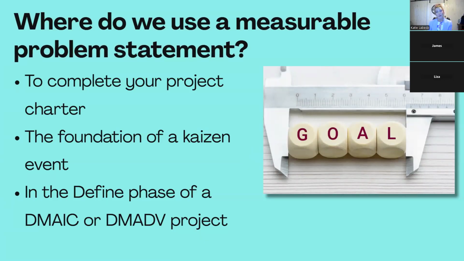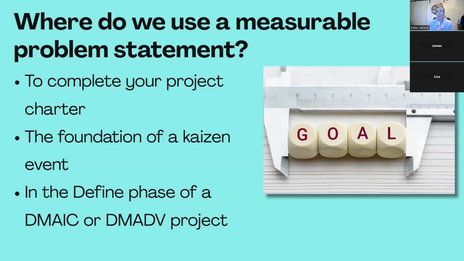So where do we use a measurable problem statement? I use a measurable problem statement to coach people to complete a project charter. If you are not utilizing a project charter for your Six Sigma projects, or for any of your other projects that maybe follow a methodology, or maybe you don't, I really suggest that you consider using a project charter. It is typically a one-page advertisement, the best advertisement you can have in regards to what is going on with the current situation and what problem we are trying to solve.